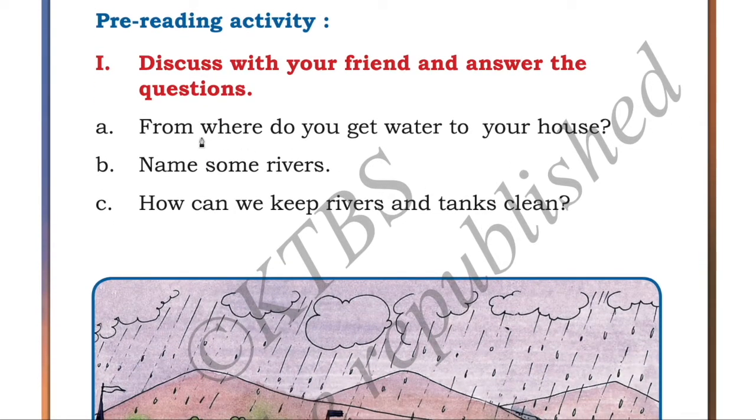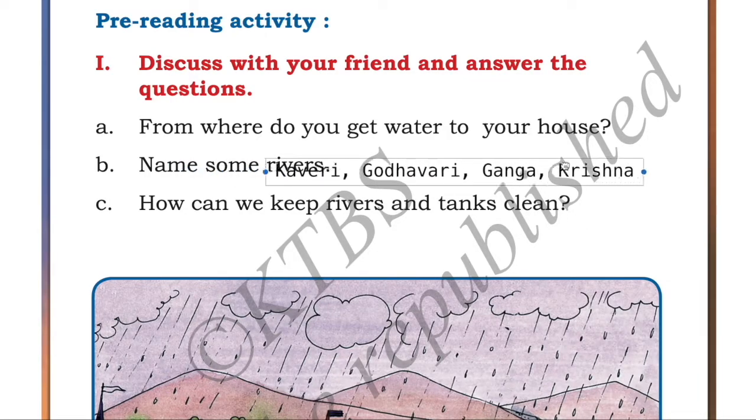So the next question is related. Name some rivers. So let's start by naming some rivers around us. You can pause the video and think, but let me just give you some river names. We have Kaveri, Godavari, Ganga, Krishna, etc. So these are the names of various rivers in India.